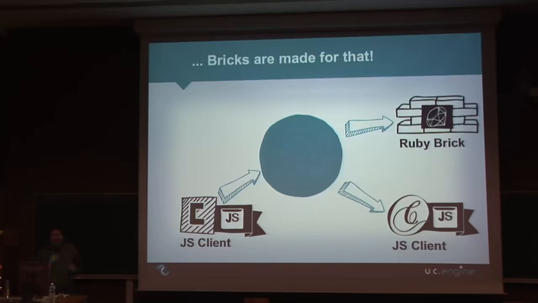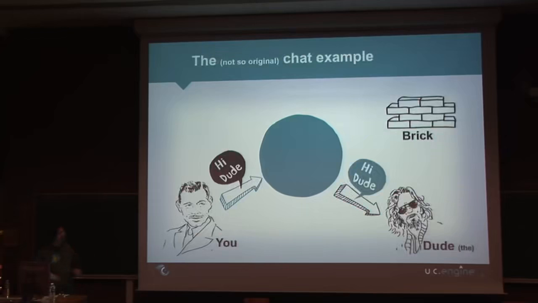Okay, starting with a classic, the chat example. Let's imagine you want to chat with a friend. How do you manage to do this with UC Engine? It should not be more difficult than sending an event to your friend, right? And it's exactly how it works with UC Engine.